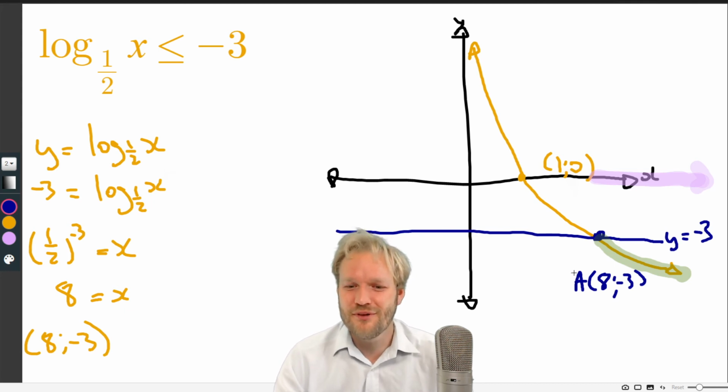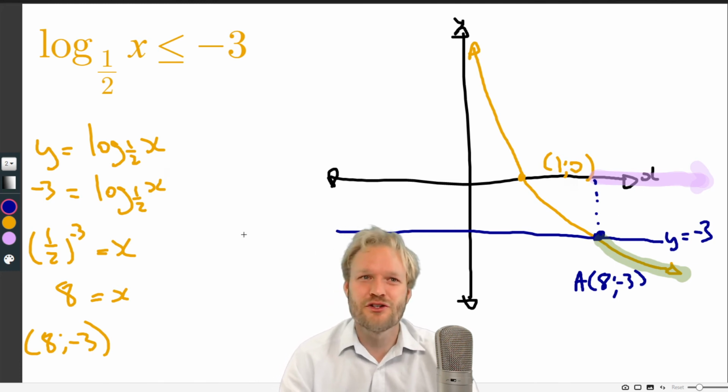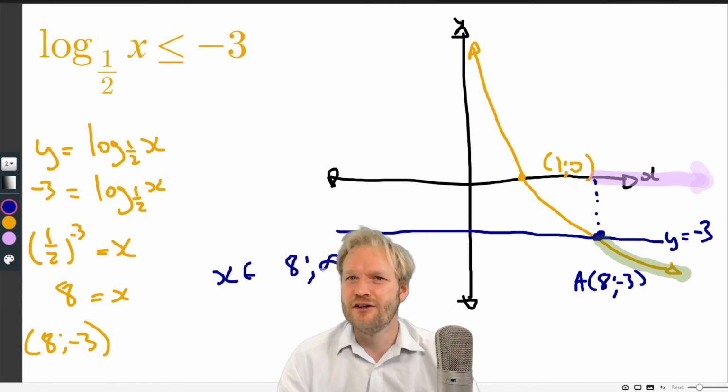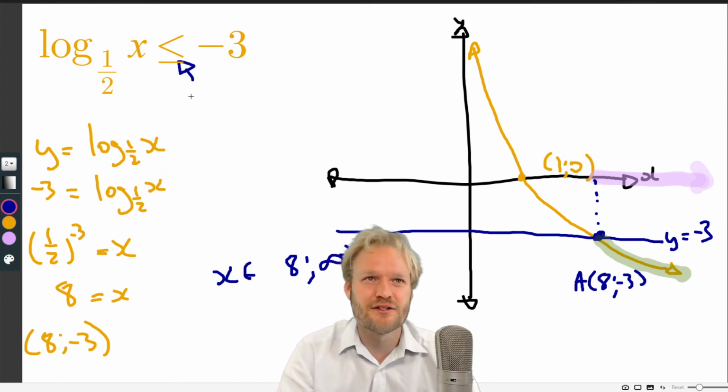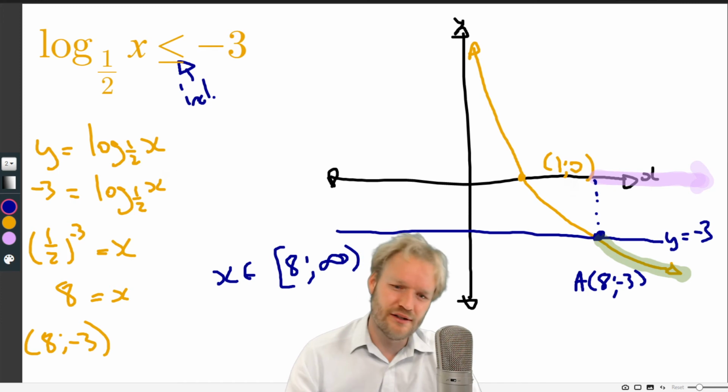So no, okay, we got that point, which means that we can describe all of these. We're trying to describe this part here and the x values. So we're trying to describe x as an element of, we're going from 8, carrying on until infinity. Are we including or excluding? This thing here said including, so we're going to include. Okay, and there we are.